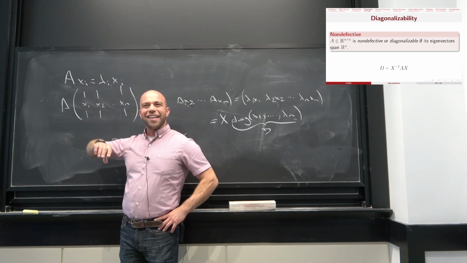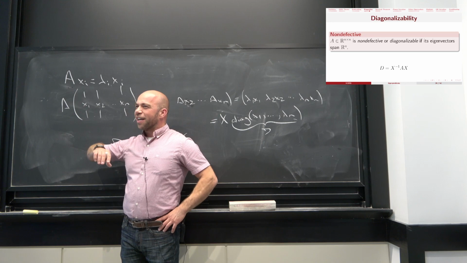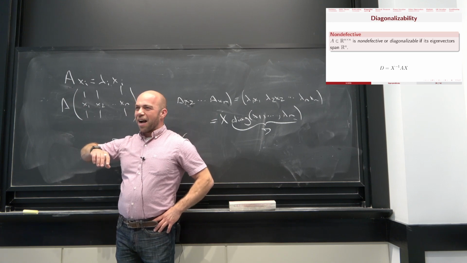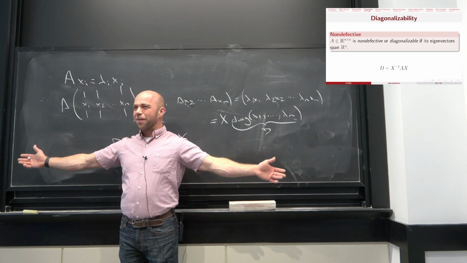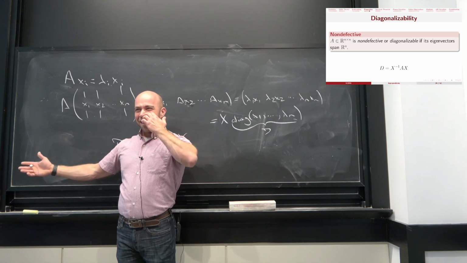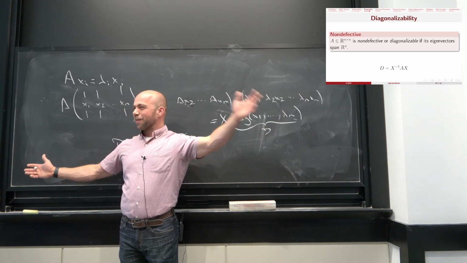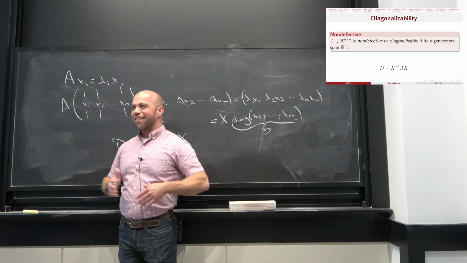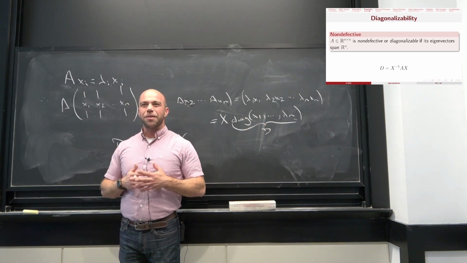Like it would be really annoying to have a chicken and egg problem, right? Like I want to know if a matrix is diagonalizable. The only way I can do it is to find all the eigenvectors. But if that fails, I don't know if it's because my algorithm was bad or because it doesn't have the full set, right? We don't want to be in that situation.